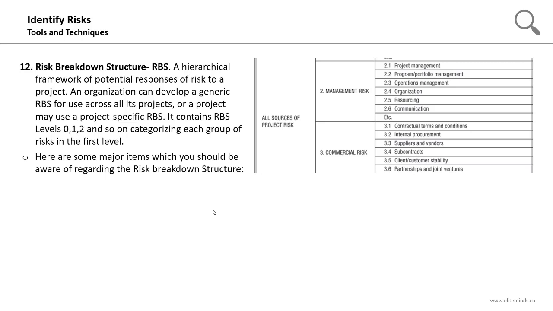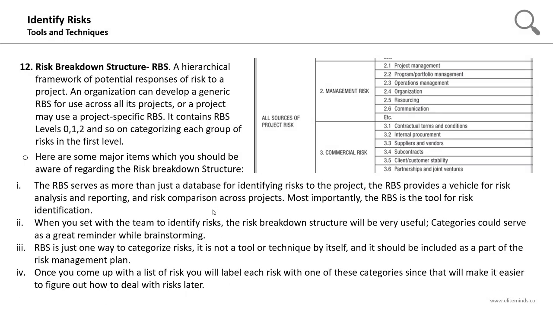Here are some major items which you should be aware of regarding the risk breakdown structure, or the RBS. It serves as more than just a database for identifying risks to the project. It provides a vehicle for risk analysis and reporting and risk comparison across the projects. Most importantly, the risk breakdown structure is a tool for risk identification, so don't deal with it only as a risk database. When you sit with the team to identify risks, the risk breakdown structure might be very useful. Categories could serve as a great reminder, especially in a brainstorming session. So the RBS can be used with meetings, interviews, or brainstorming sessions.